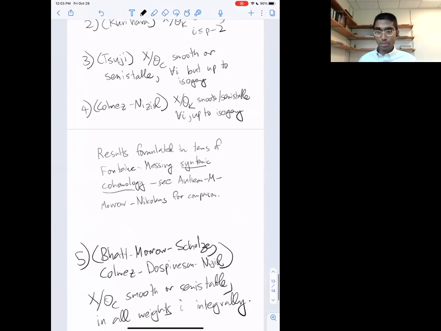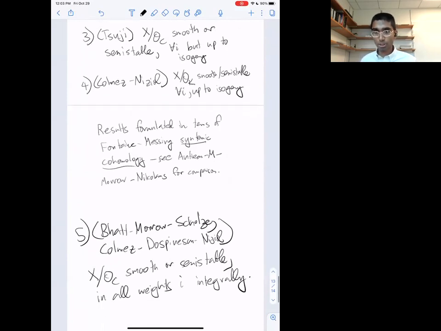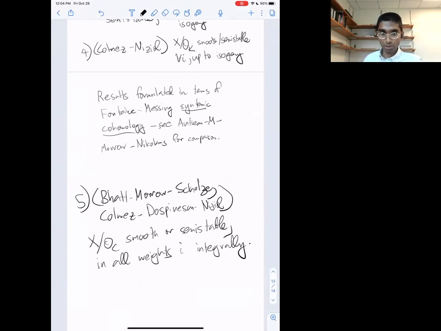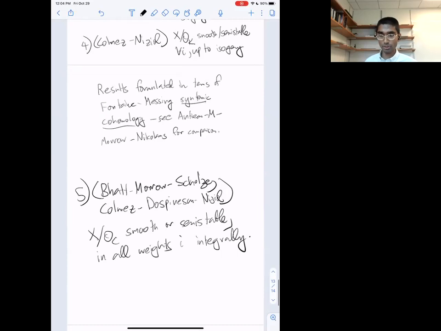But there are also results that hold integrally and in all weights. This is more recent, because it comes after the work of Bhatt-Morrow-Scholze. Already in BMS2, and then also extended to the semi-stable case by Cesnavicius-Koshikawa and Niziol, it was shown that if you have something which is smooth or semi-stable over O_C, where C is some complete algebraically closed non-Archimedean field, then the comparison map is an equivalence in all weights and integrally. So this is more recent.